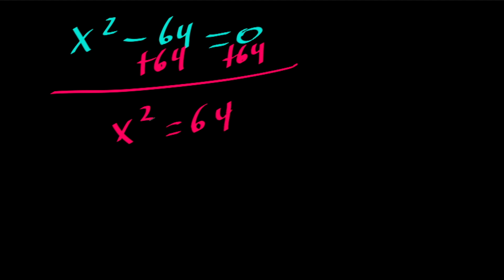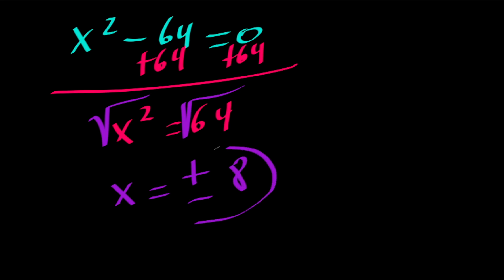Now, once again, if we want to get rid of this exponent 2, we can square root both sides. We just have to remember that when we do that, we take the square root of 64, but we have to add and subtract. So we have to say plus or minus the square root of 64, which is 8. So in this case, x is equal to positive 8 and negative 8.